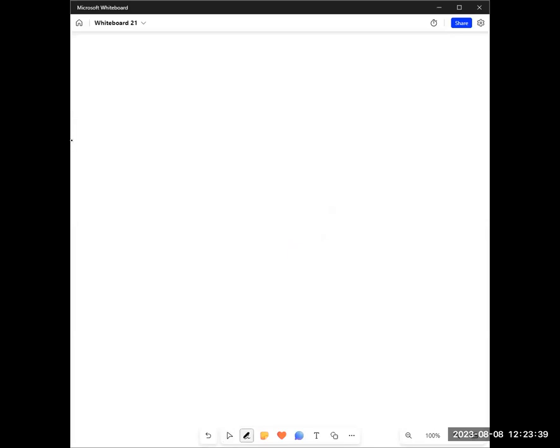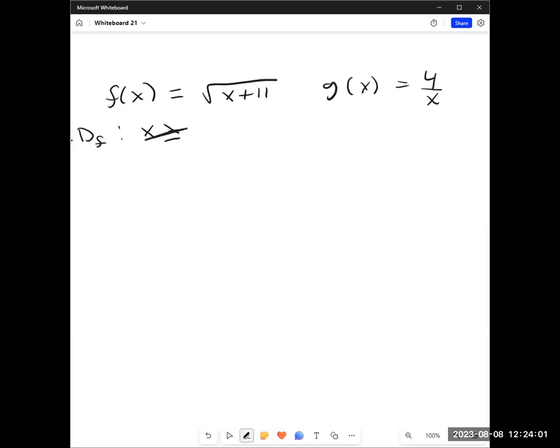And last but not least, we have f of x equal to the square root of x plus 11, and g of x equal to 4 divided by x. So the domain of f of x is going to be that x needs to be greater than or equal to negative 11. And the domain of g of x is that x is not equal to 0.